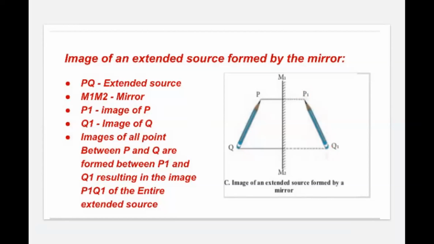So we get the image of this pencil at the backside of the mirror. Such an object is called an extended object because there are many points between this point P and Q from which the ray of light is going to emanate. Definitely, we have to put on some source of light so that the pencil itself would start emanating the light rays.